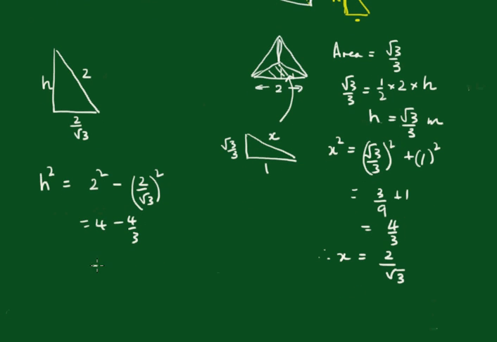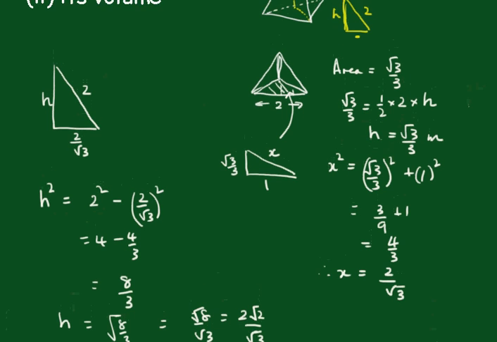Okay, and that's going to be equal to, now that's 4 3s are 12, minus 4, 8 on 3. So H is equal to the square root of 8 on 3, which is going to be the square root of 8 on the square root of 3, which is 2 root 2 on the square root of 3. Right, now we've got the height.